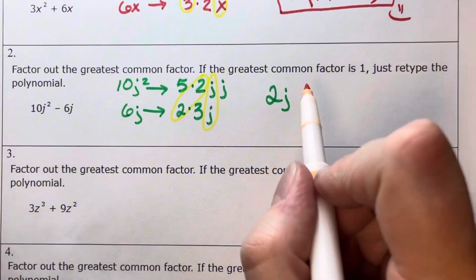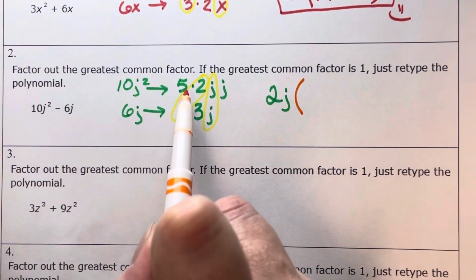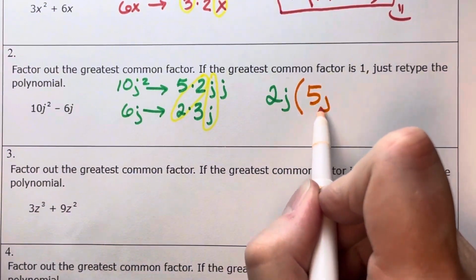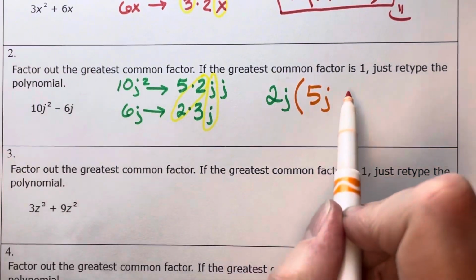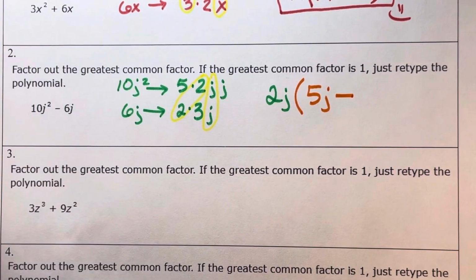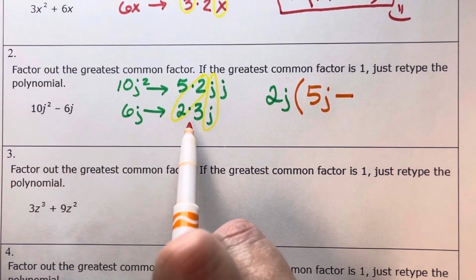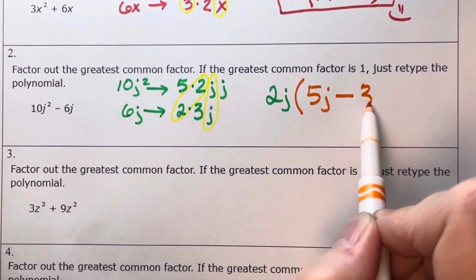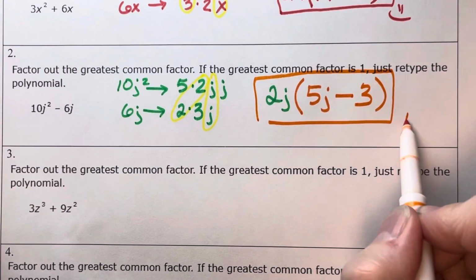Now let's look to see what's left over. So from my first term of 10j squared, we see that there's a 5 and a j that was left over. Between our two original terms, there is a minus, so we place a minus in our answer. And then looking at 6j, our second term, we say what was left over from the greatest common factor? A 3. And so we close that out with a set of parentheses, and there you go.